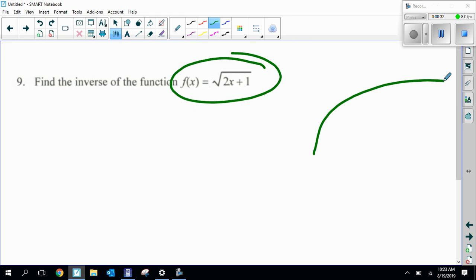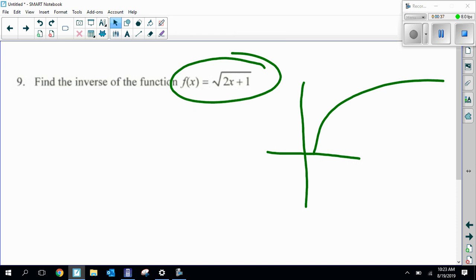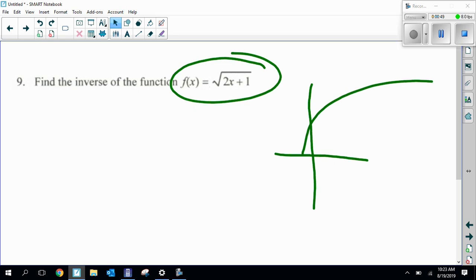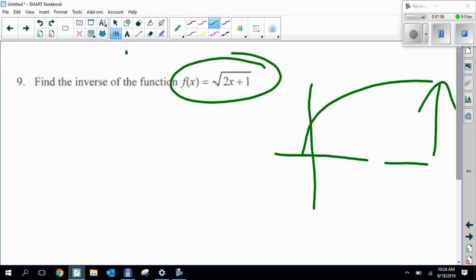And the parent function starts at 0, 0. This, from the parent function, though, is shifted. Since there's a plus 1, it's going to shift a little bit to the left. And there's nothing outside the square root adding or subtracting that would shift it up or down. So when we look at this, the range goes from 0 to infinity. The range is 0 to infinity.